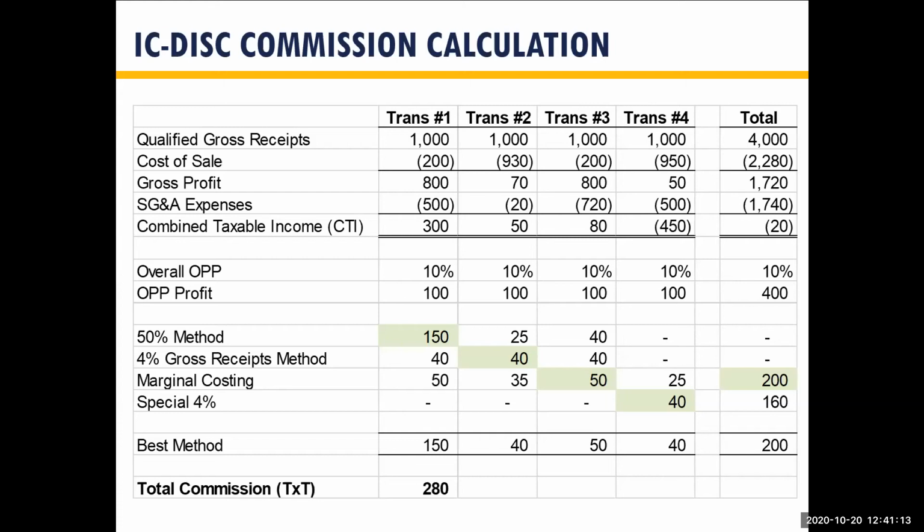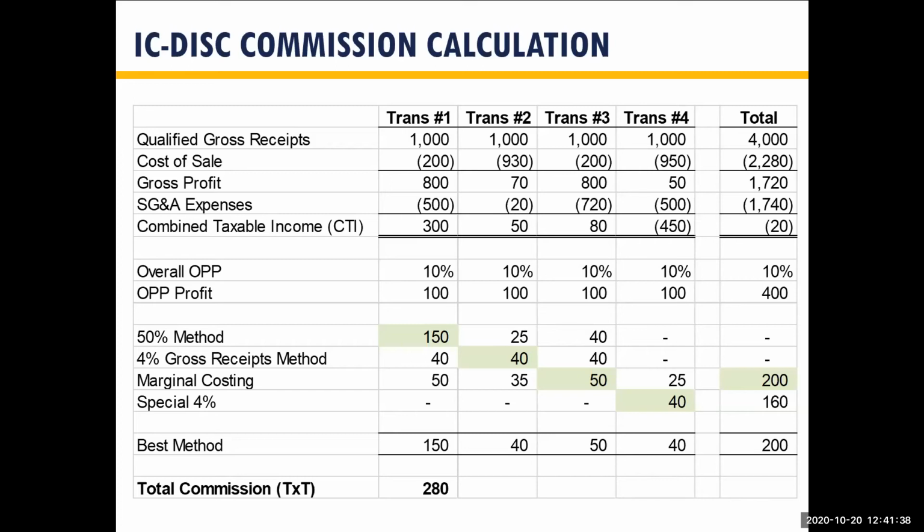So our best method is the 50% method, which would be $150. Now we go to transaction 2. You'll see our CTIs come down here and our gross profits come down here. So under the 50% method, $50 is our CTI times 50%, $25. Our 4% method stays at $40.